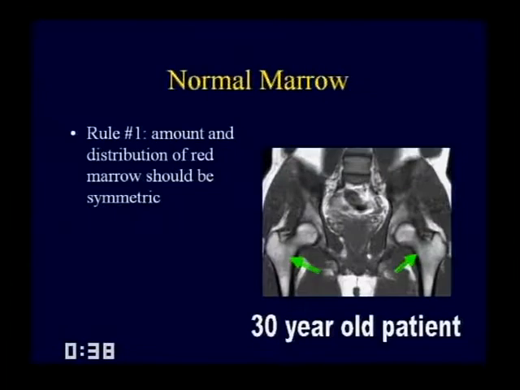Rule number one is the amount and distribution of the red marrow should be symmetric. So you see in this patient here, there's still some red marrow in the spine and a little bit of red marrow in your metaphyses of both humerus. The epiphyses and diaphyses, though, are yellow marrow, but it's quite symmetric in this 30-year-old patient, so that's normal.